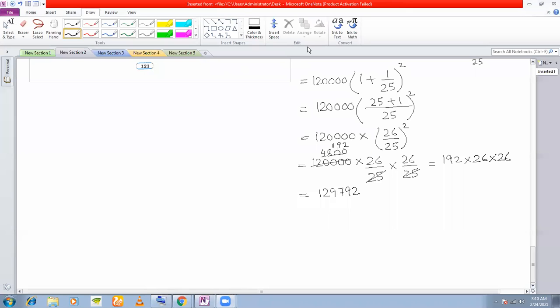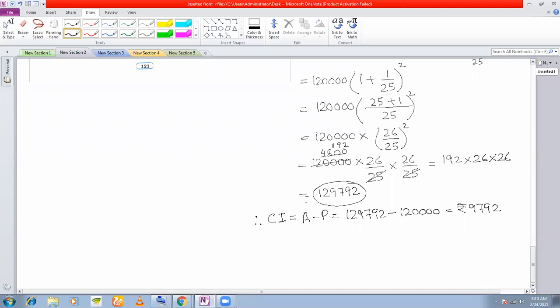This is the amount after 1 year. So therefore, what should be the compound interest? Compound interest is amount minus principal. The amount here we have found to be 1,29,792, and the principal here is 1,20,000. So this comes to 9,792. Okay, and that was the question. You needed to find the amount. This is the amount. Find the compound interest. This is the compound interest.